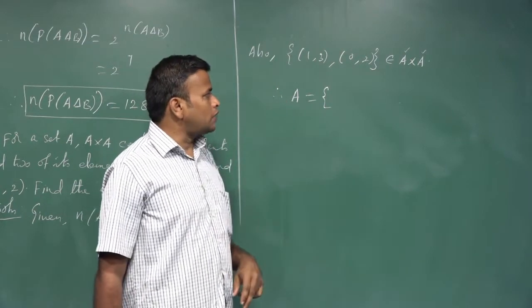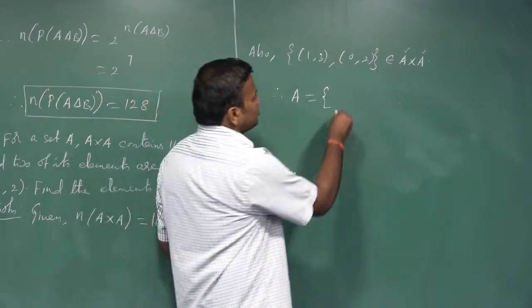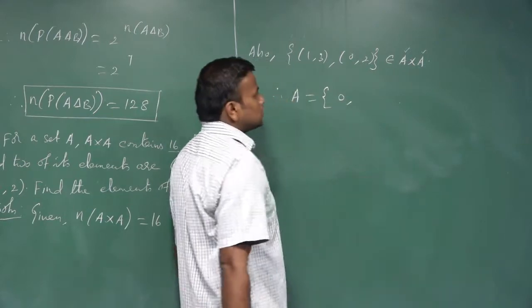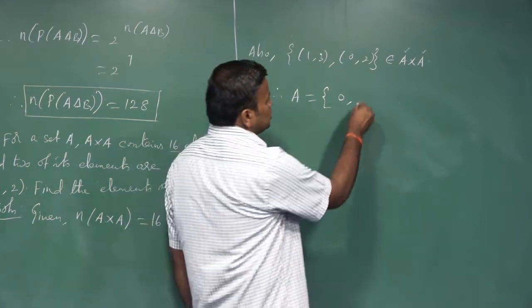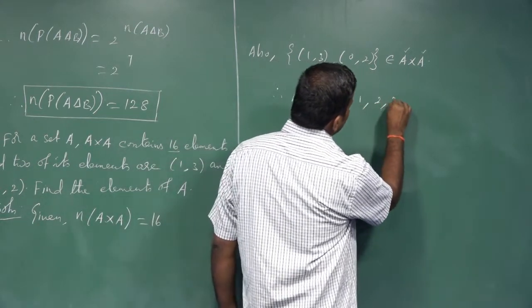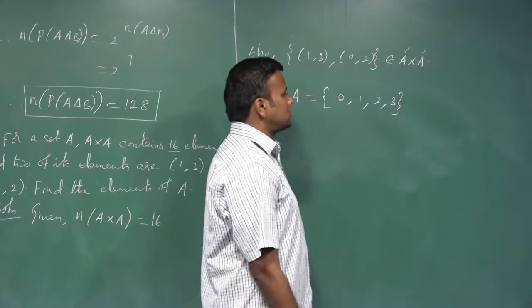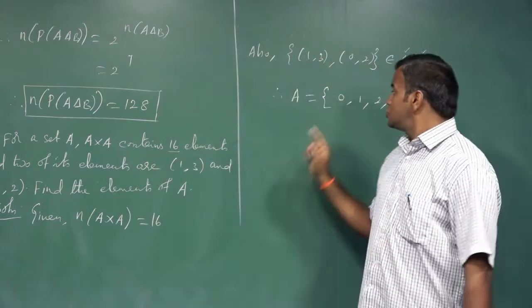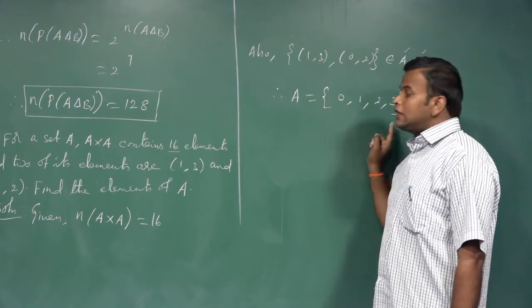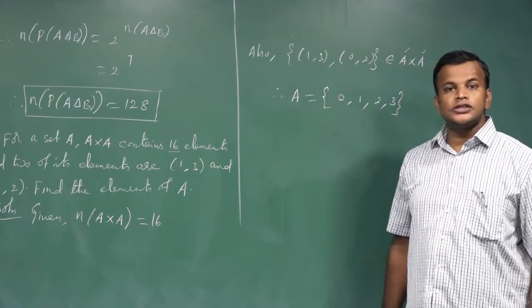So we write the values of A in ascending order. The least value is 0. Next values are 1, 2, 3. So A contains just 4 values: 0, 1, 2 and 3. It satisfies n(A × A) = 16.